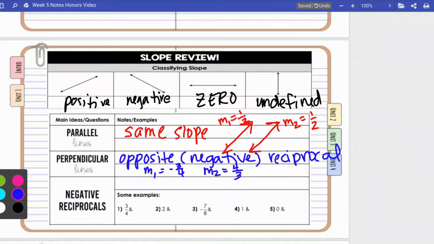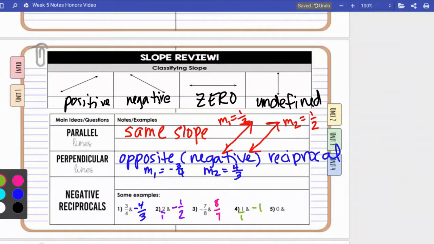So some negative reciprocal or opposite reciprocal slopes. 3/4, oh, I just did that one. It would be negative 4 over 3. Okay, 2 over 1. We have to put this over 1. That becomes negative 1 over 2. Negative 7 over 8 becomes positive 8 over 7. We make this 1 over 1. So our next slope is negative 1 over 1, which is just negative 1.